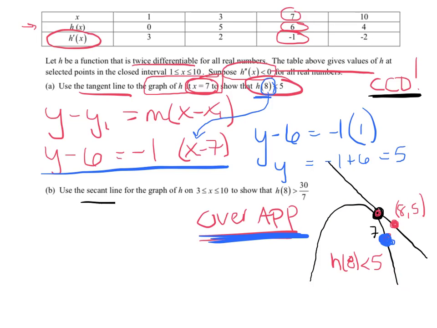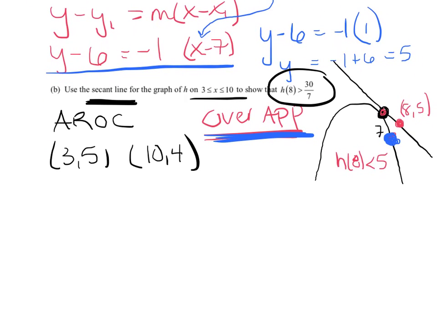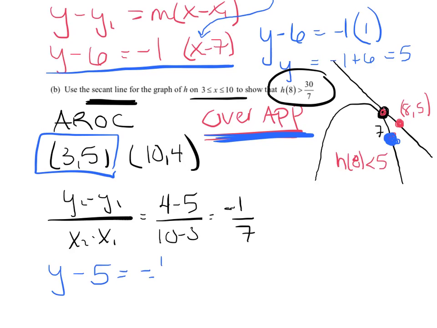Part B. Use the secant line, so now I should be doing AROC, average rate of change, on the graph from 3 to 10. So I'm going to stop and get my points at 3 and 10. So I've got the point (3, 5) and (10, 4), to show that h of 8 is greater than 30/7. All right, so let's start with our average rate of change formula. I'm going to go y2 minus y1 over x2 minus x1, or f of b minus f of a over b minus a. 4 minus 5 over 10 minus 3, I get -1/7. All right, I'm going to write that equation of a line, and I'm just going to pick the first point. It doesn't matter which one you use. So y minus 5 equals a slope of -1/7 times x minus 3.